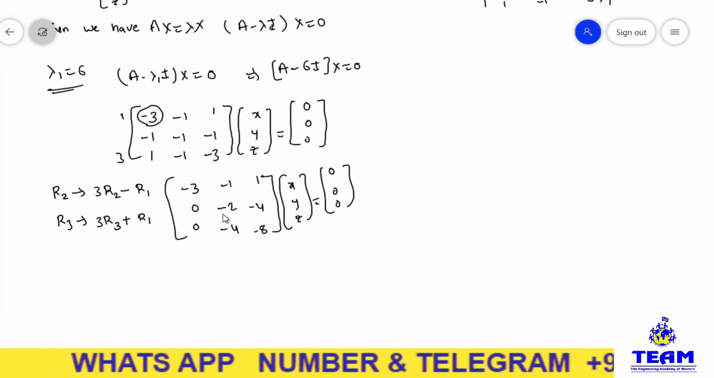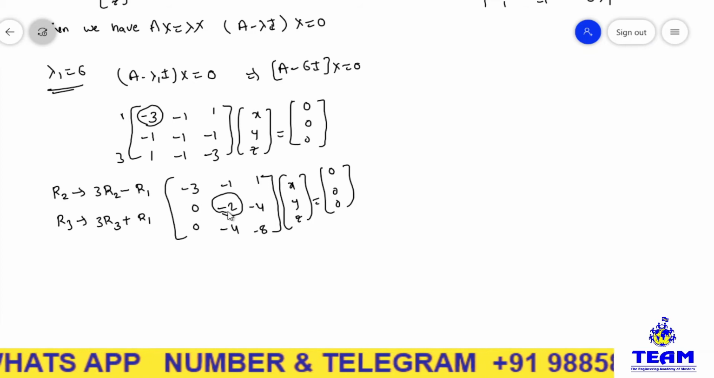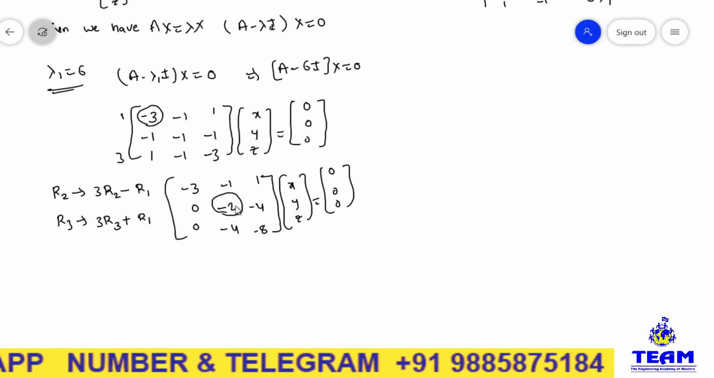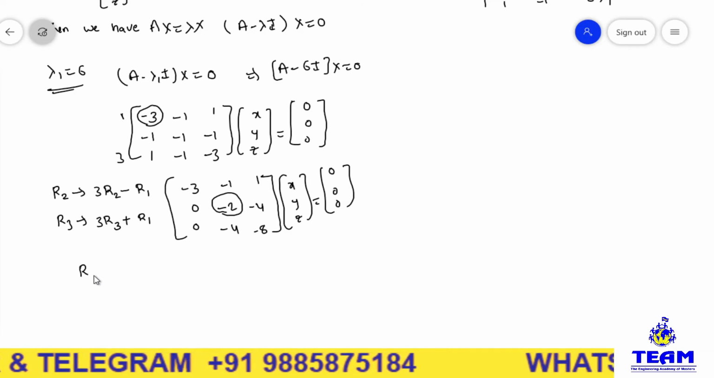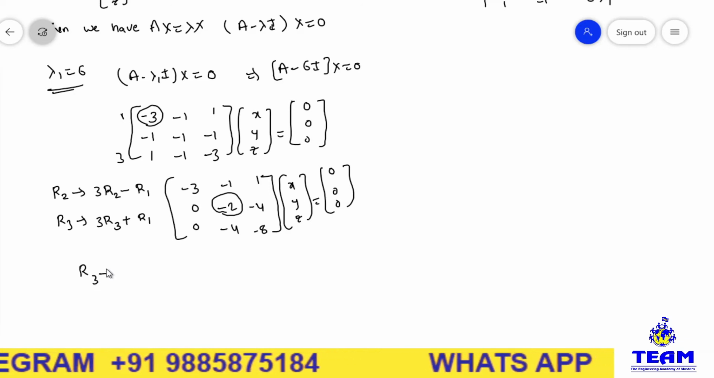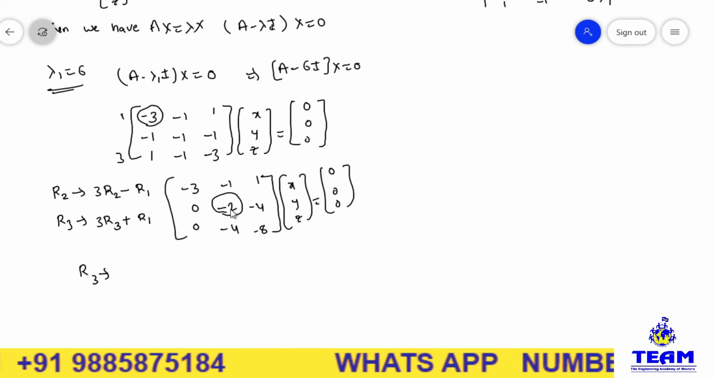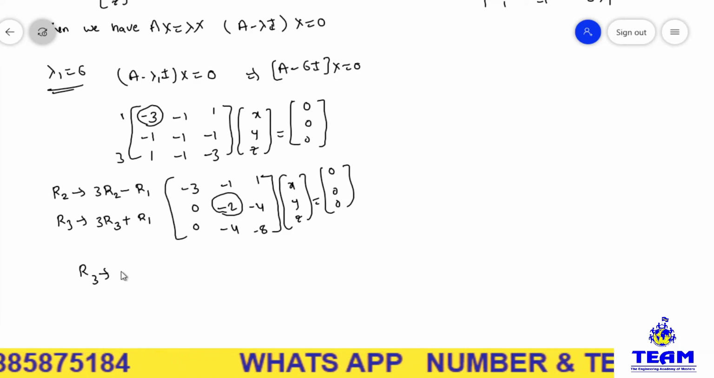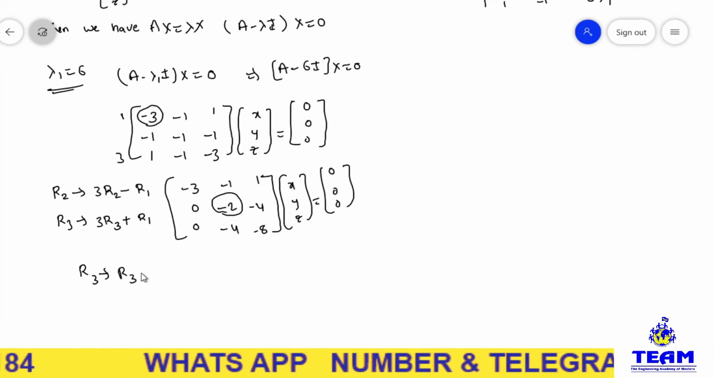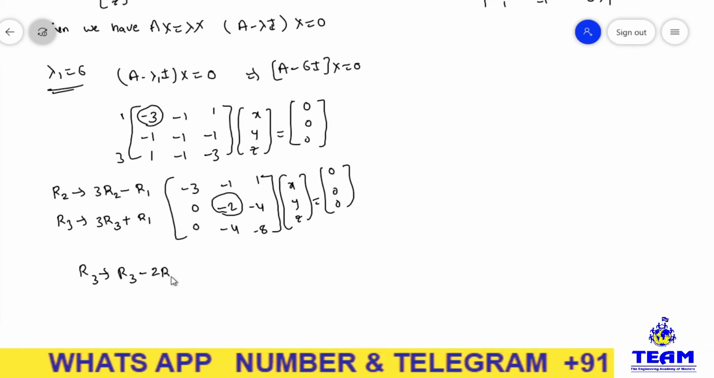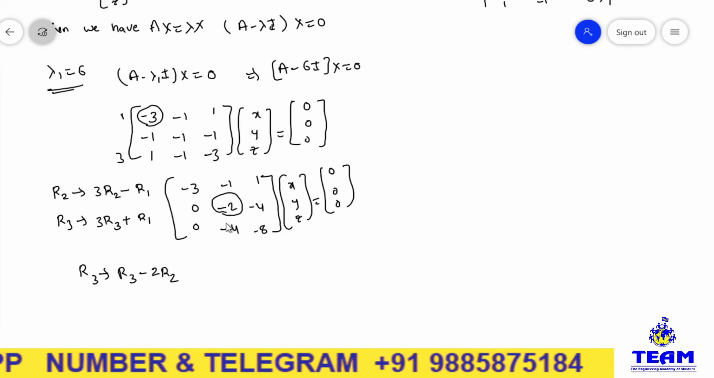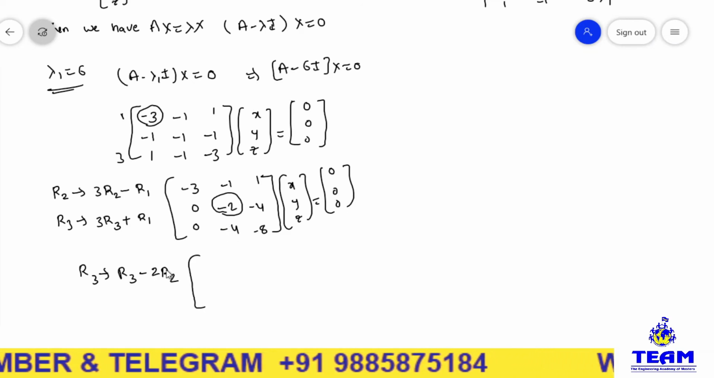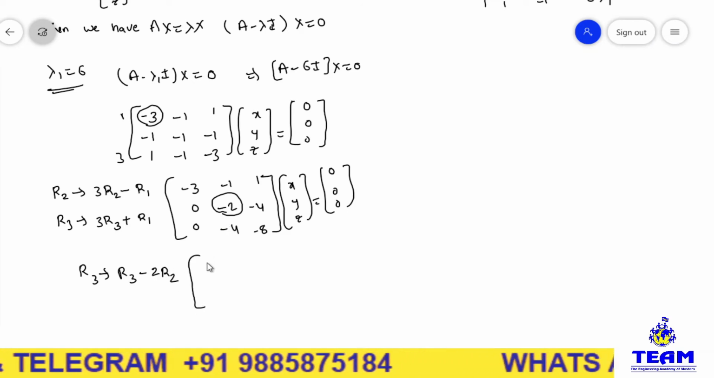Next, here you observe friends, the second diagonal element is minus 2. So by using the second diagonal element, make the elements below the diagonal 0. For that I am applying a row operation, that is R3 tends to R3 minus 2R2. Here you have minus 4 and here you have 2, so multiply with minus 2, it will be 4. So minus 4 plus 4 will be 0. For that purpose only I am multiplying by minus 2. Now the first row, are you applying any operation?